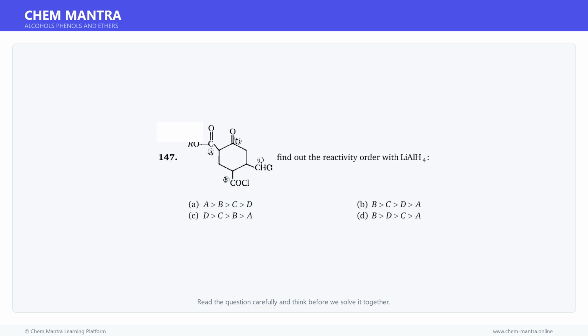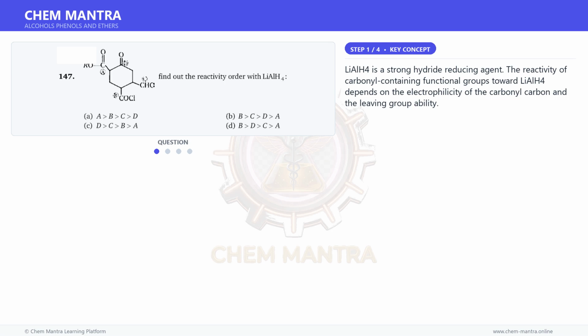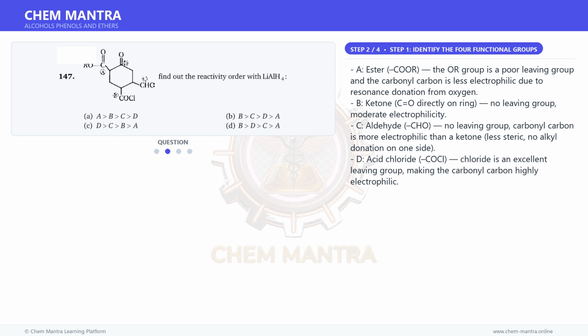Here is a question. Read it carefully and think about the answer. Let us solve it step by step. Let us first understand the key concept here. LiAlH4 is a strong hydride-reducing agent. The reactivity of carbonyl-containing functional groups toward LiAlH4 depends on the electrophilicity of the carbonyl carbon and the leaving group ability. Moving on to the next step.